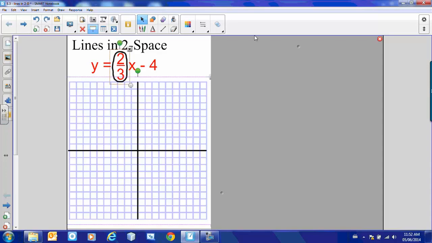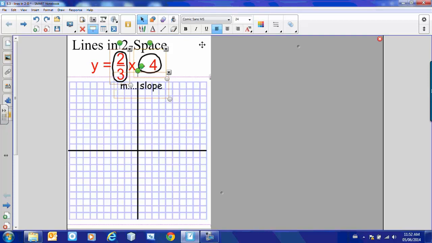So 2/3, one of the key parts of our equation, is of course the m value, the slope, and the -4 here is of course our b value, which represents our y-intercept. So what those allowed us to do previously was of course graph. The y-intercept is the point on the y-axis where the line passes through.